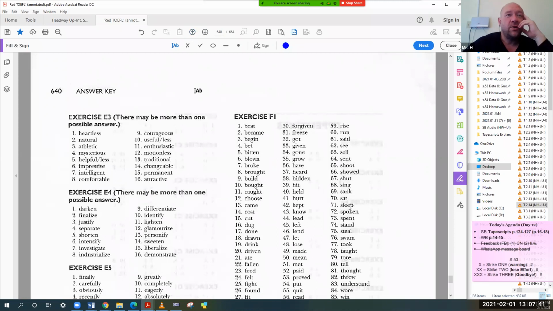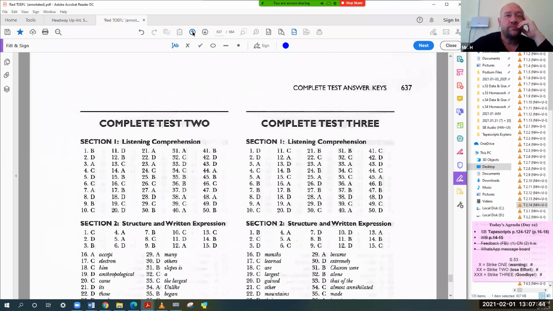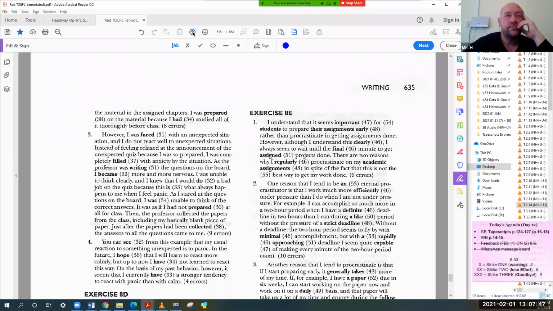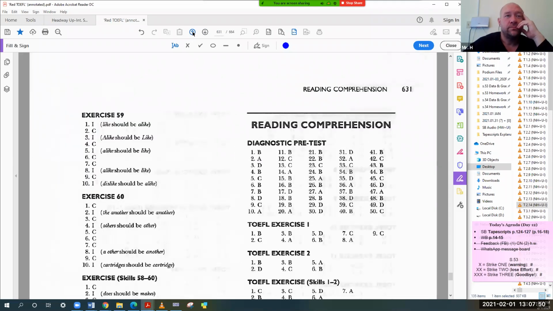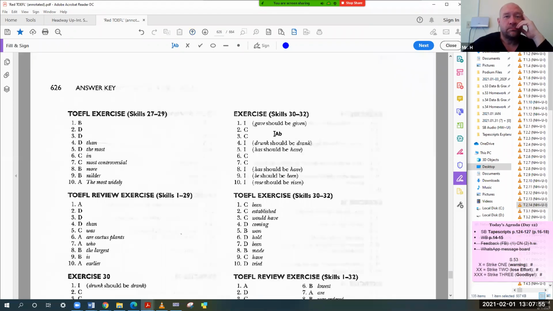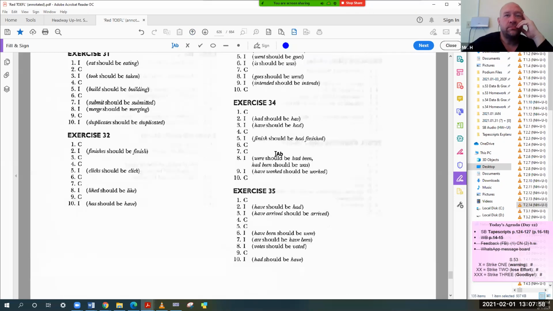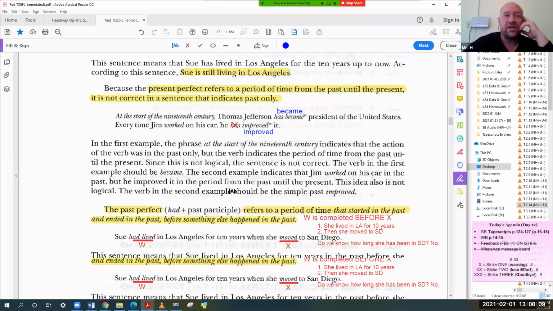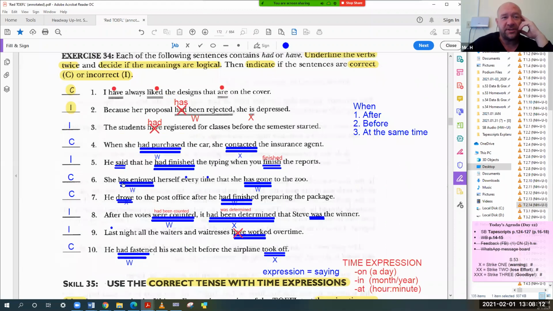Okay. So we want skill 34. Which number? Number 6. Yeah. Number 6 is correct. Okay. All right. The reason why it is correct. Number 6. Okay. So this is experience, right? Before now, she went to the zoo, but this is her experience.